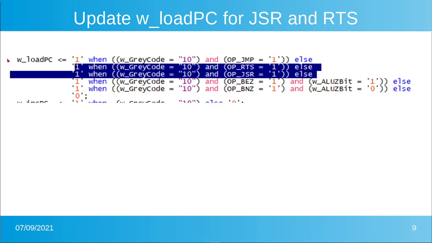We have to tweak the wloadpc to add the RTS and JSR. It will always load if it's a jump. It'll always load if it's an RTS or JSR. It's always a flow control change in all three of those cases. And of course, the conditional branch is only a flow control change if the Z bit matches the condition.